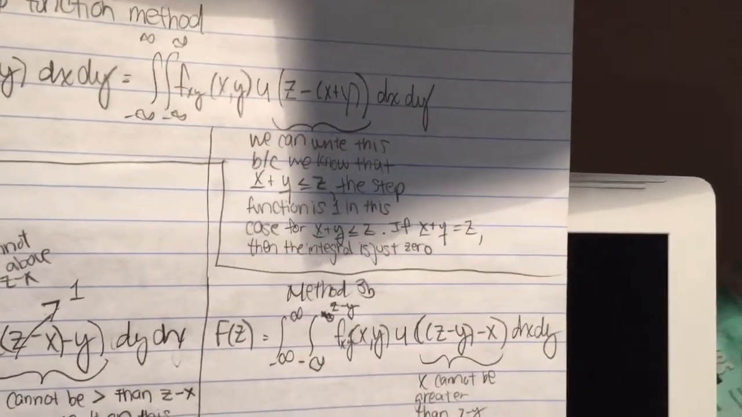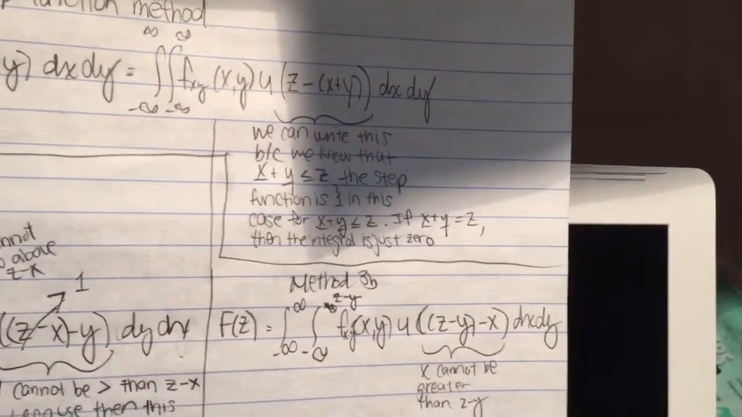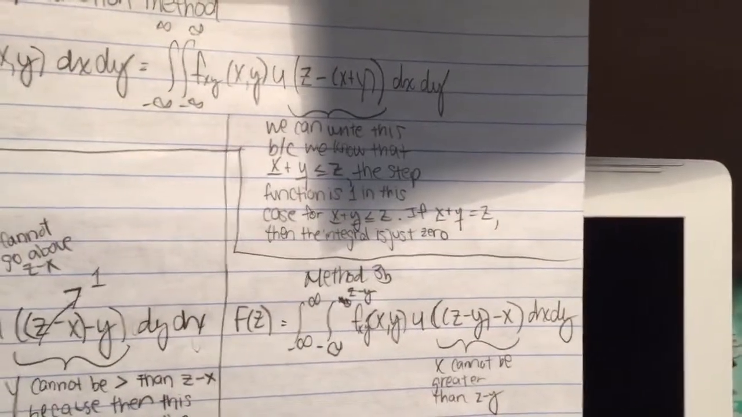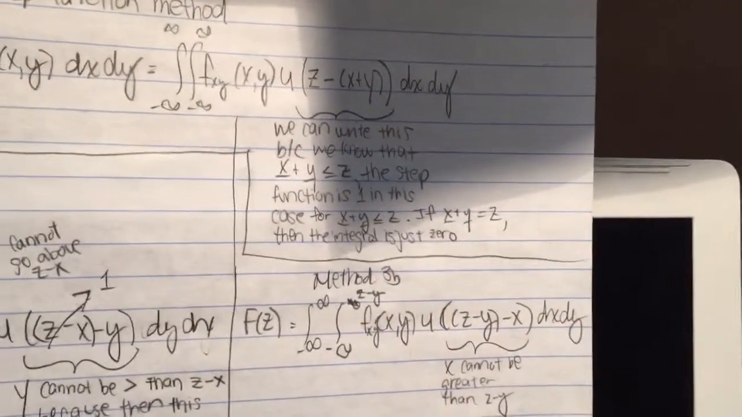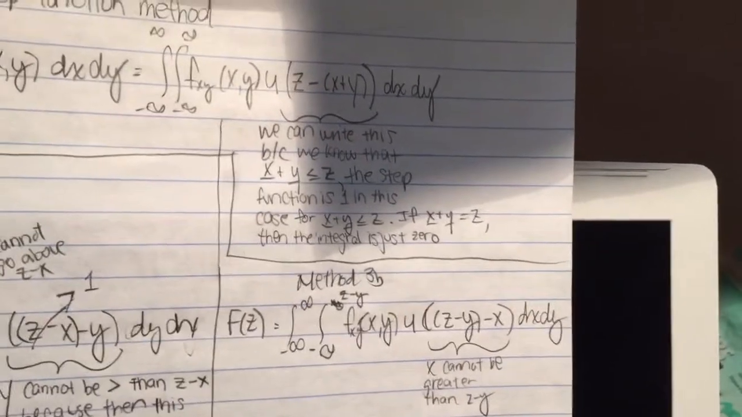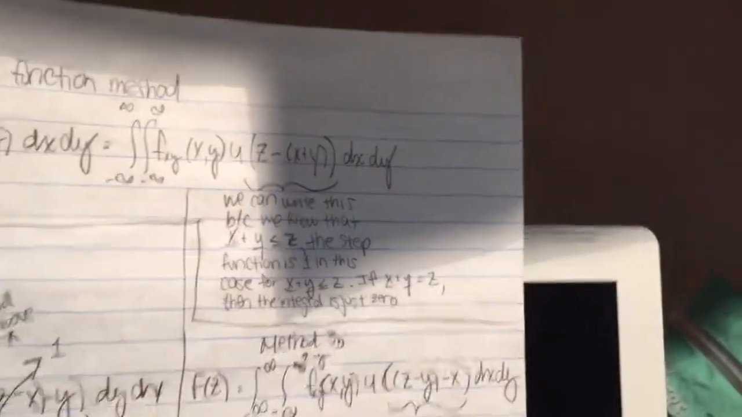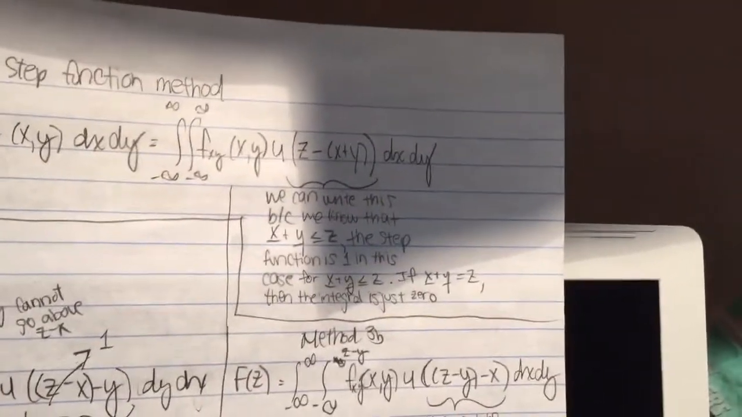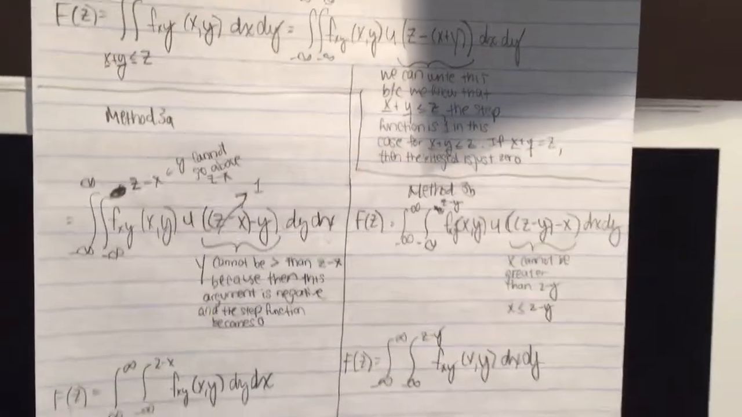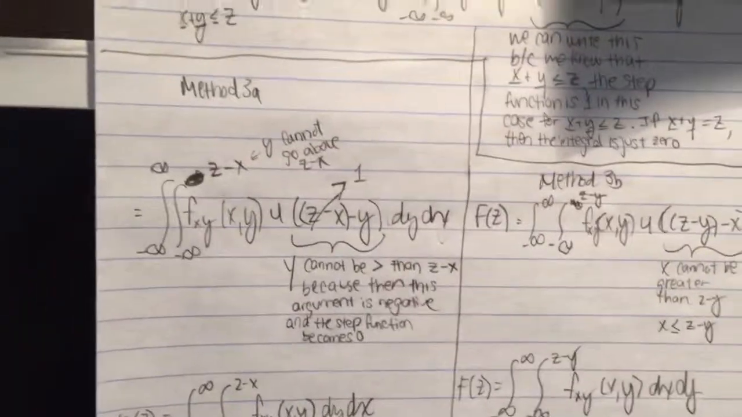The step function definitely is 1 in this case for any variable x plus any variable y less than or equal to z. If any variable x plus any variable y equals z, then the step function is 0, and this whole integral is 0, so that doesn't really work. On to method 2. Okay, here we have method 2a.